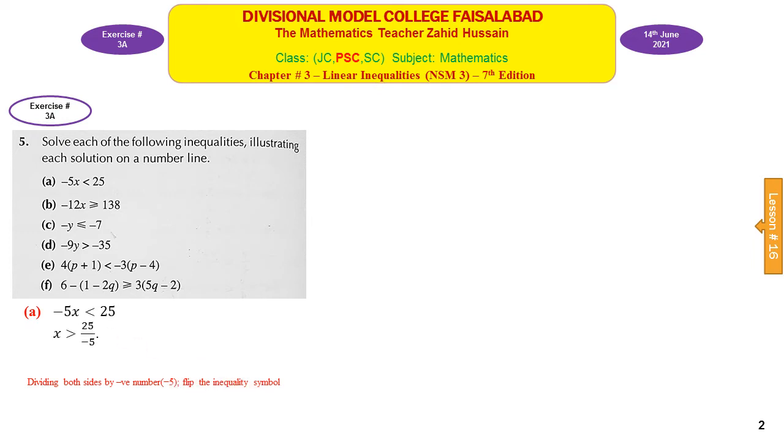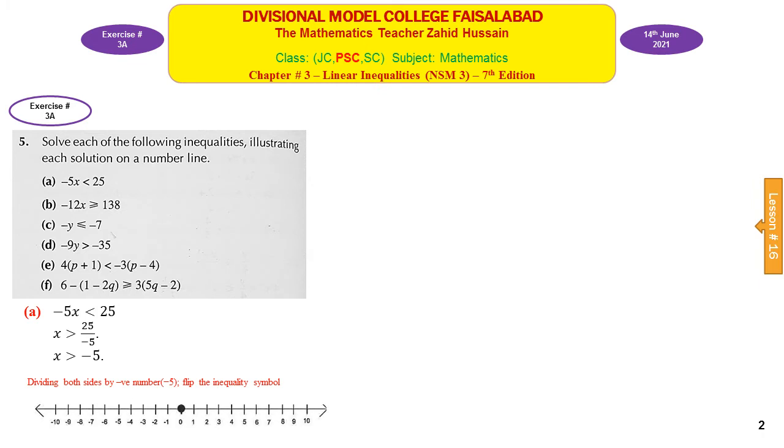So when we divide both sides by minus 5, we will get x greater than minus 5. Dividing by minus 5, the sign of inequality is changed. Now we will illustrate this answer on a number line.